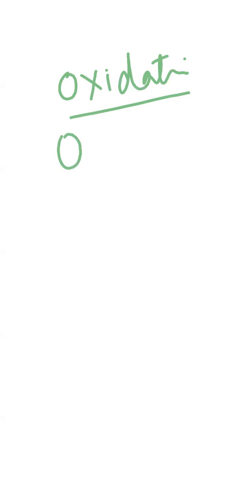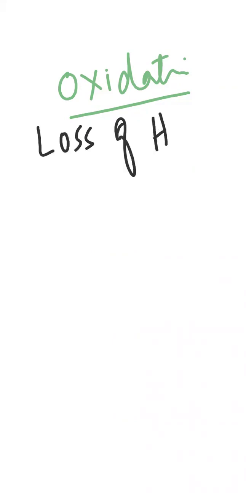So the gaining of oxygen, or you can say losing of hydrogen, or losing of electron. Let me give you the example of oxidation again. Basically, we have two types of reaction, the oxidation and the reduction reaction. Oxidation means loss of hydrogen.